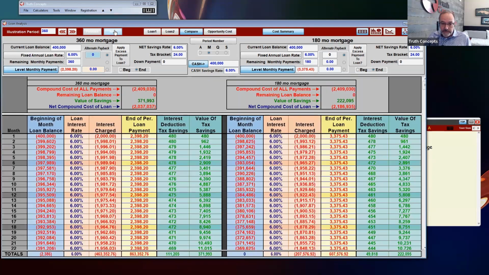And here's what that looks like. So here's our payments, here's our tax deduction, and here's that tax deduction saved at a 6% rate. And so in our 360-month mortgage, we have $371,000 as the value of our tax deduction off of the same gross cost of $2,409,000 as it is on the 180 mortgage, but the 180 mortgage only has $222,000 as a value of the tax savings. So again, the 360-month mortgage in this scenario actually becomes the cheapest. What else impacts this scenario and decision?